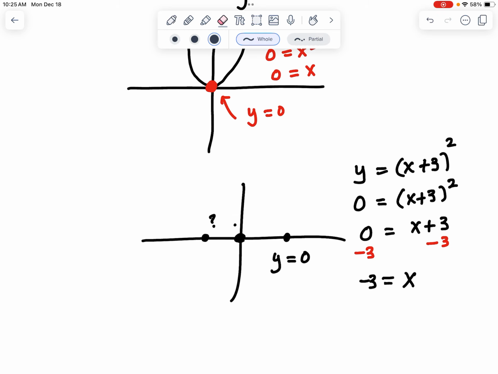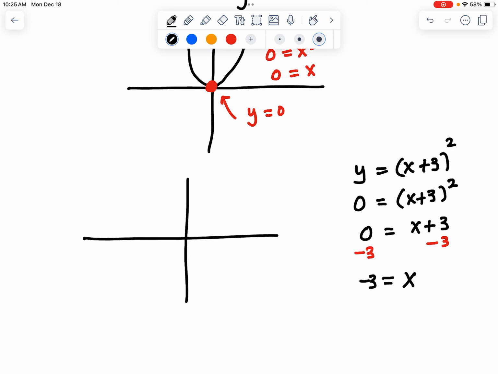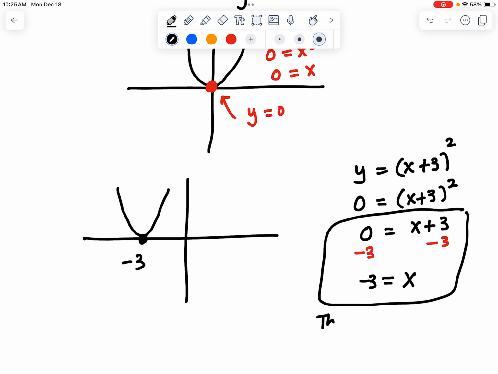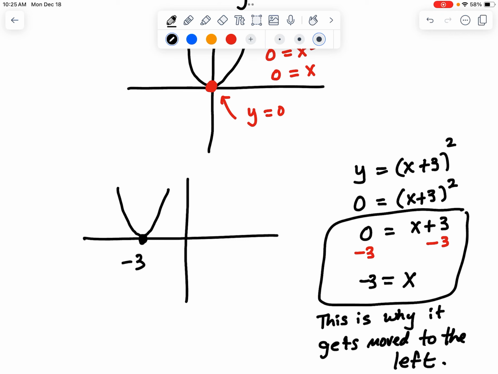Now let me just clean up my work a little bit. Okay, that was a little bit too much. It's okay, I've still got a pen. So x equals negative 3 is over here, and then you make the parabola. And that will work with every function. So it was actually this step right here that's the reason. This is why it gets moved or shifted to the left.